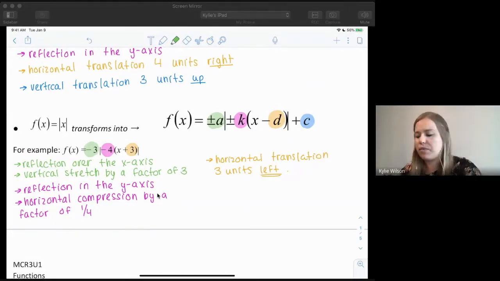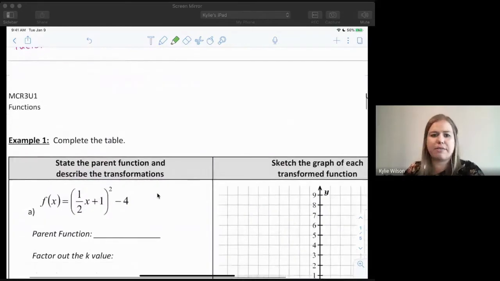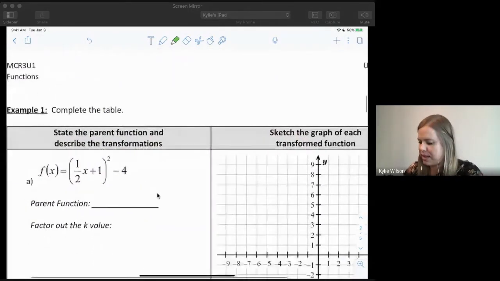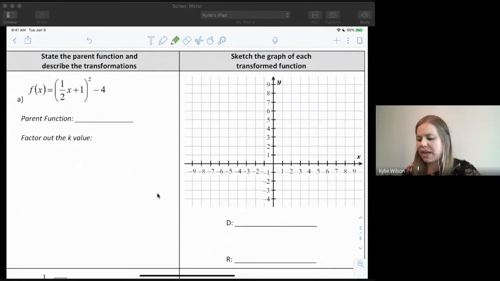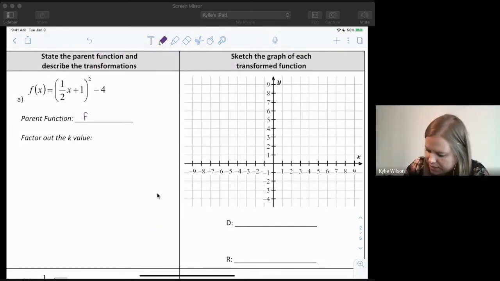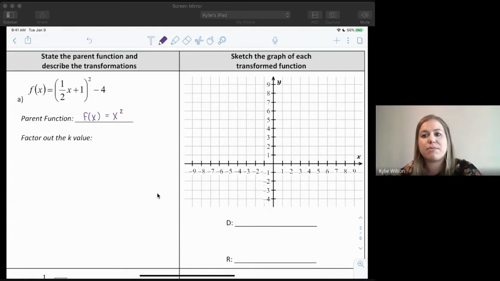So again, if we start graphing these and you've already got it and you feel comfortable, feel free to try them on your own. And I've already posted the solutions so you can look at them. Okay, so here's our first one. And we have f of x equals (1/2 x plus 1) all squared minus 4. So the first thing we always want to do is identify our parent function. So because we have a squared in there, that's telling me that my parent function is f of x equals x squared.